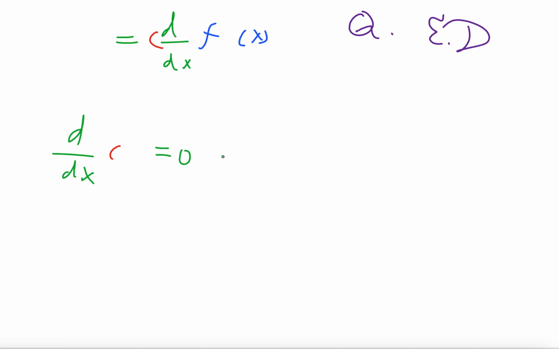Now, what's the intuition behind this? Well, let's take a look. Here's our graph, and here's our constant function, c. The fact that we want to know derivatives as slopes shows that the slope of this line is 0, so the derivative should be 0.